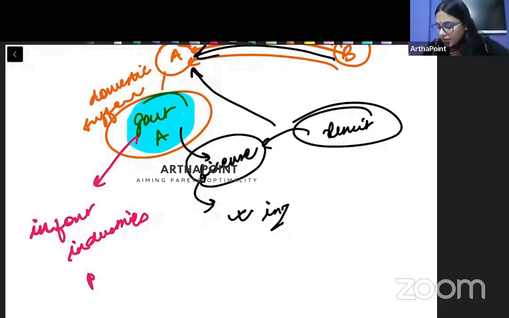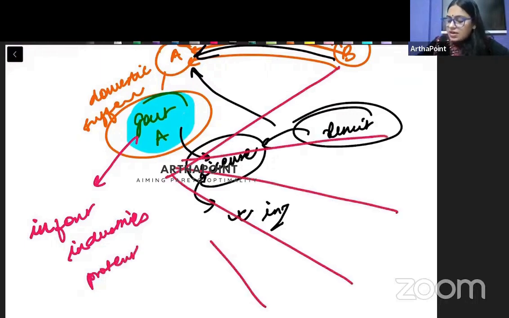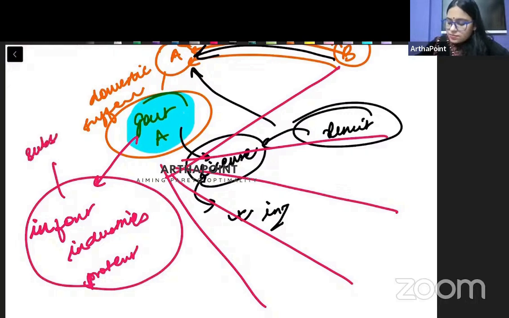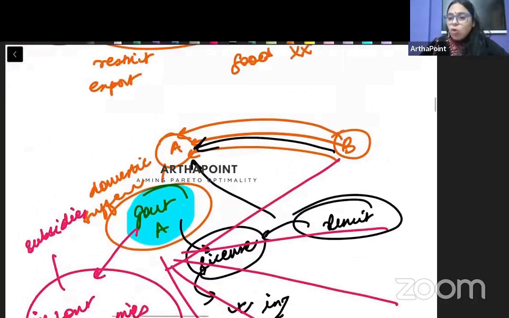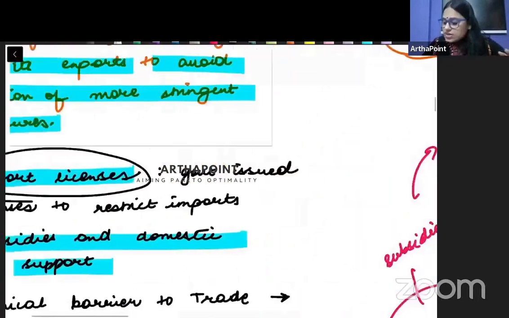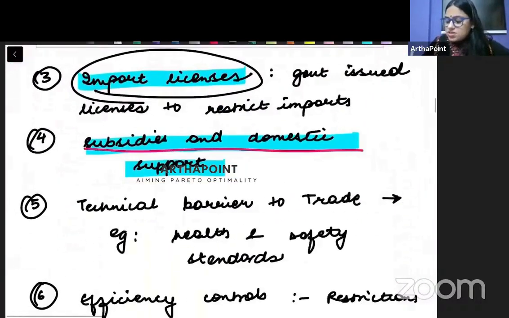You want to protect that industry from the competition of other countries, from imports of other countries. How will you protect it? By giving it subsidies. By opening what are called special economic zones. Open SEZs, open special economic zones. So this is, beta, subsidies and domestic support. You are providing subsidies to your domestic producers so that they are protected against competition.